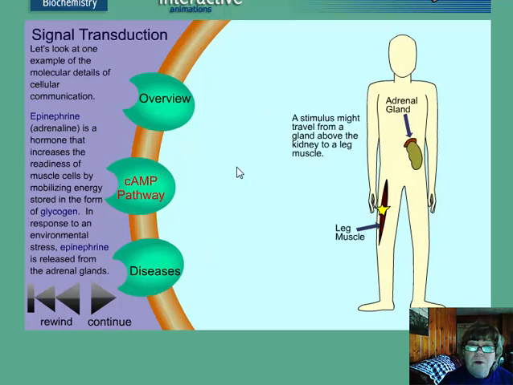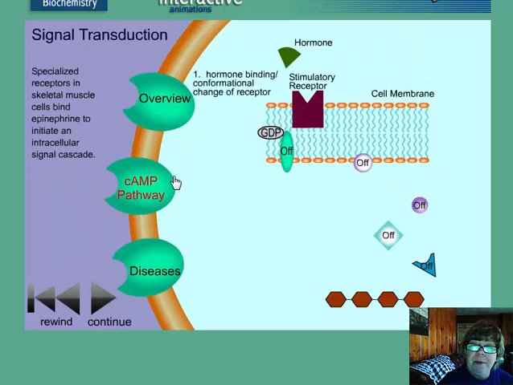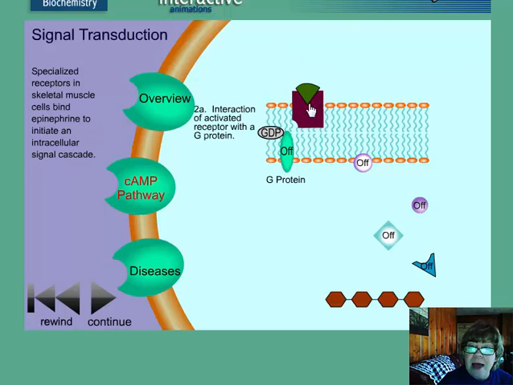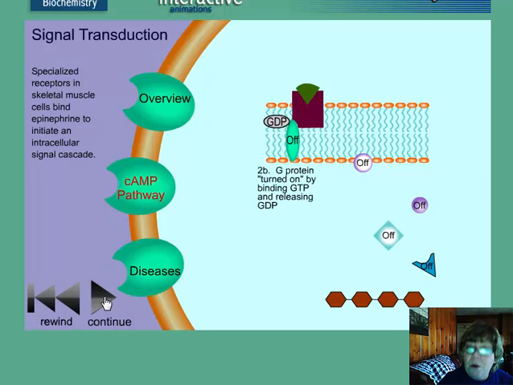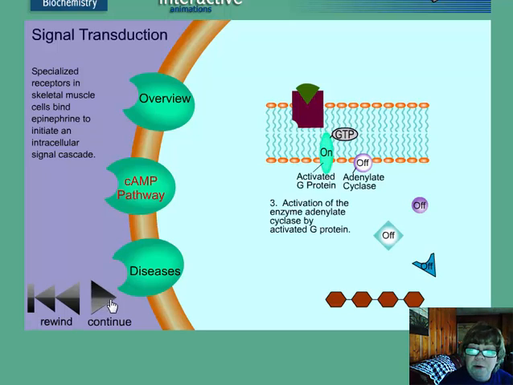All right, so where we are right now, we're going to talk about epinephrine. It's adrenaline. This increases the readiness of the muscle cells by mobilizing energy stored in the form of glycogen. And when you have an environmental stress, someone comes up and shocks you or scares you, or you see a bear, epinephrine is released from the adrenal glands. Now watch what happens. What we're going to have happen now is that there's the change. This is the G protein going and okay, turned on. All right, and it binds GTP and releases GDP. That's the phosphate group. And it moves over there.